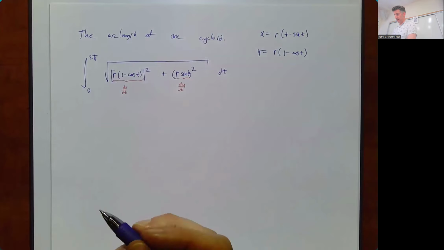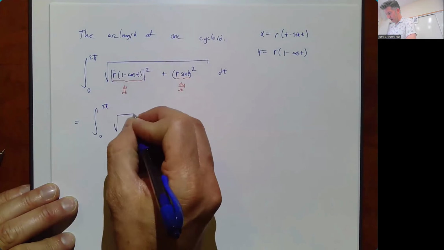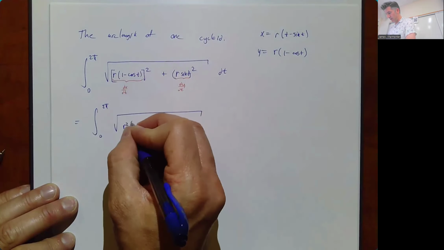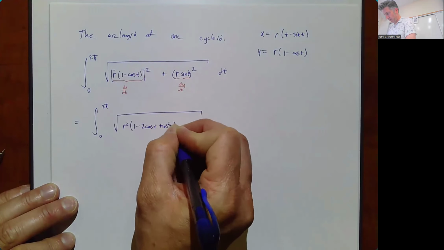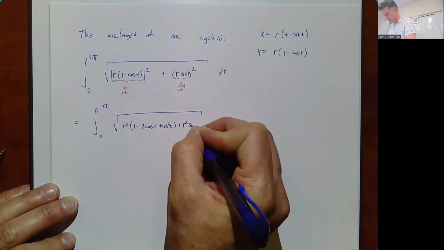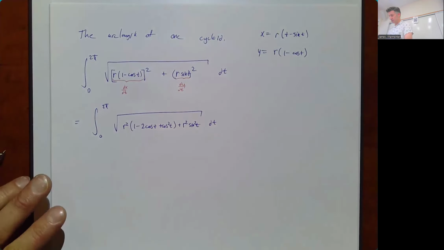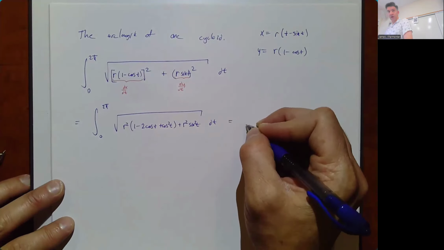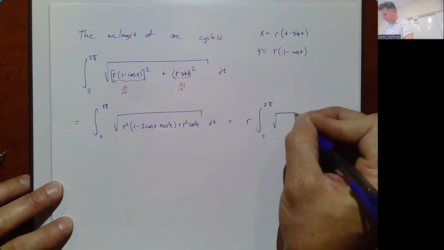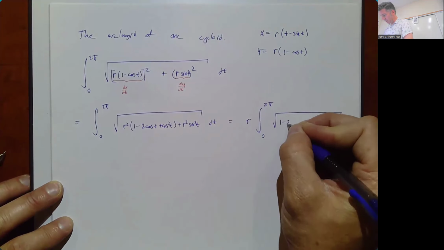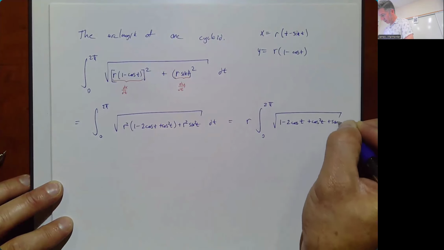So check out how this simplifies. It's going to be the integral from 0 to 2 pi of the square root of r squared times 1 minus 2 cosine t plus cosine squared t, plus r squared times sine squared of t. We can factor out the r squared. This becomes the square root of r squared, which is r, times the integral from 0 to 2 pi of the square root of 1 minus 2 cosine t plus cosine squared t plus sine squared t.